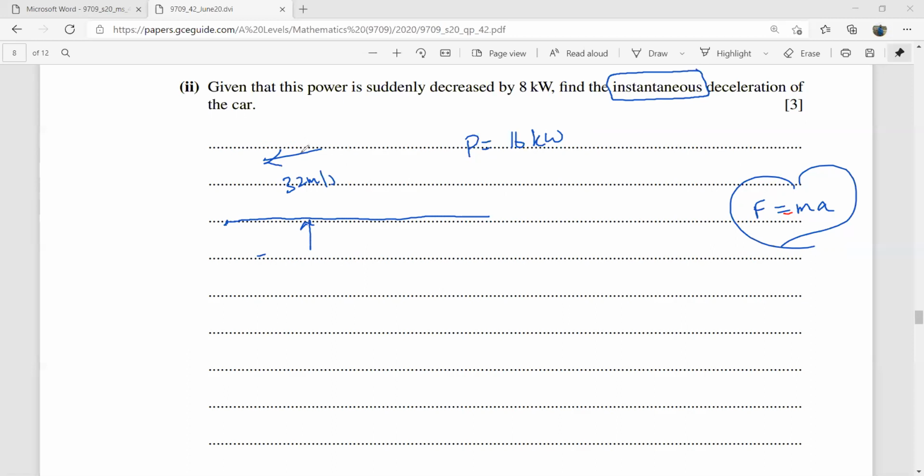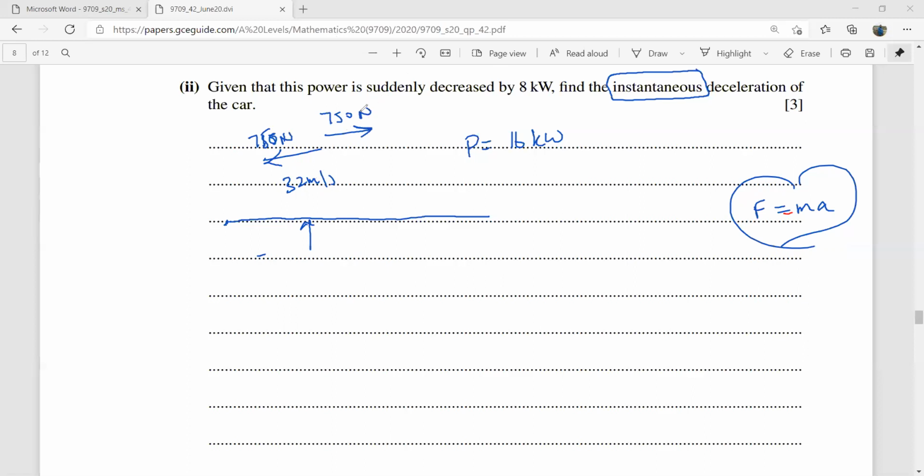70? Oh, 715. That is 750. Okay, 750. Thank you. 750 newtons. And the forward force is also 750 newtons at that instant. Okay? But the power has changed over here.